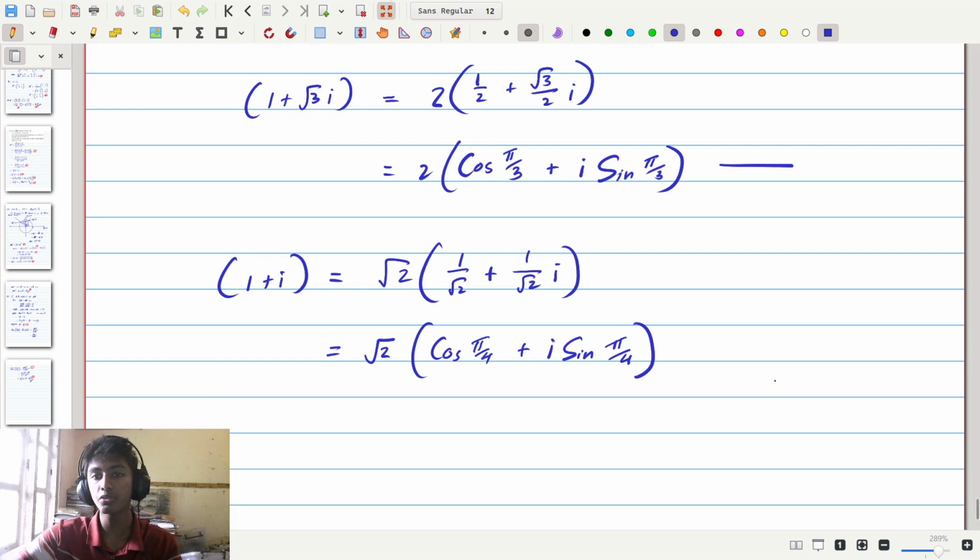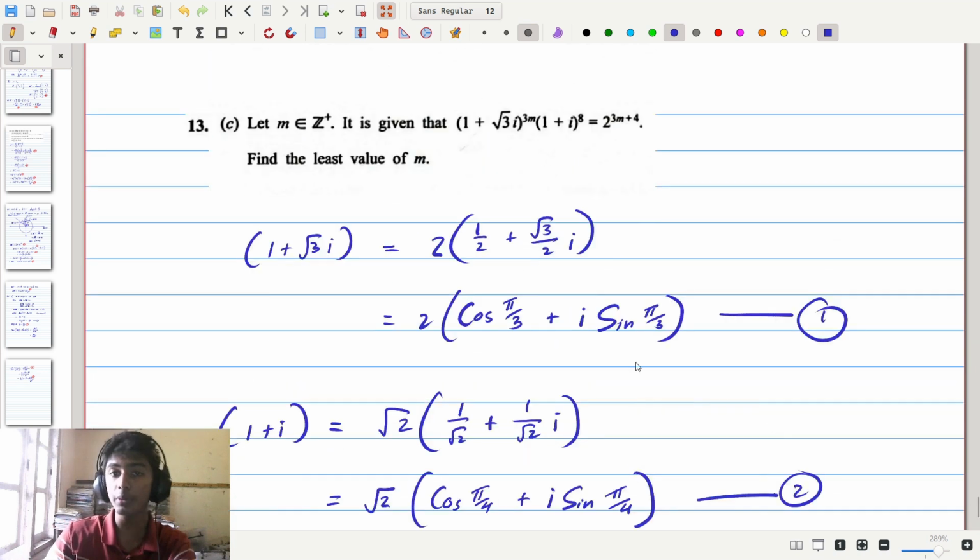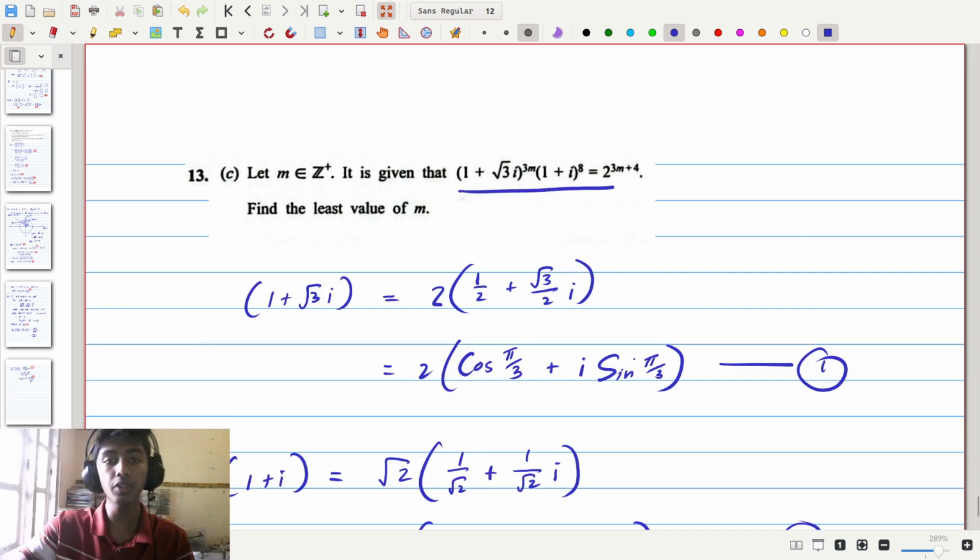Now, what we're going to do is to take this as equation 1, take this as equation 2, and we're going to substitute equation 1 and equation 2 into this in order to simplify it down and get an equation that we can use to then find m.